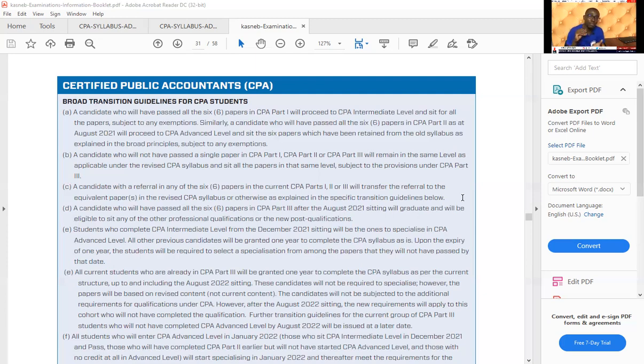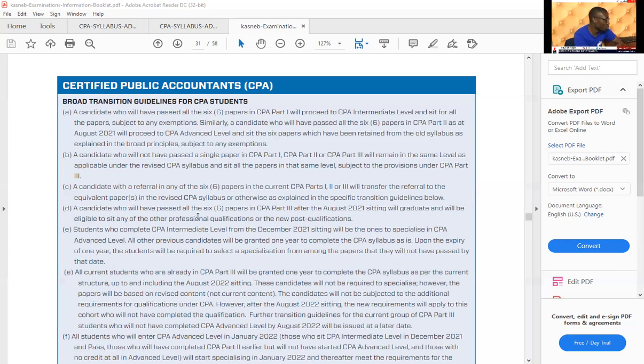If you fail, say for example, financial management, you're going to redo the same paper, but with the new content. For those who are in section 6 or section 5, assuming you fail advanced management accounting, you are going to sit for advanced management accounting, but with the new revised content. That is what these statements mean, and that is what you should understand.